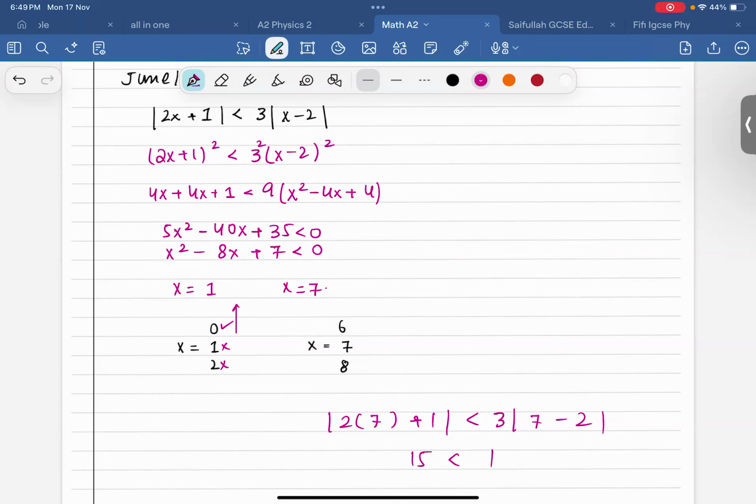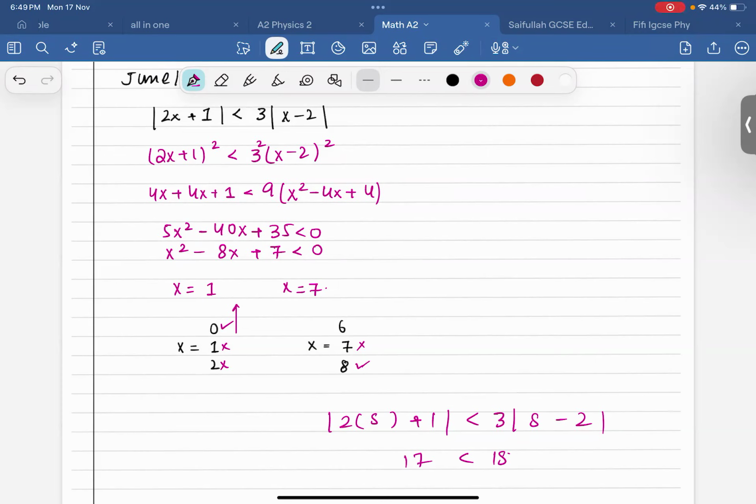3 is a 15. So 7 also is not making sense. But if we put 8 in, so 8 and 8: 8 times 2 is 16, plus 1 is 17, which should be less than 8 minus 2, that is 6, times 3, 18. 17 is less than 18, so it is making sense, right? Clear.